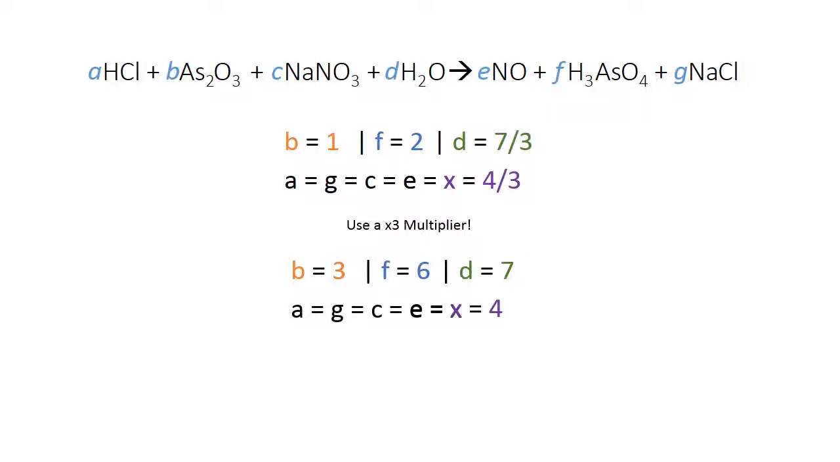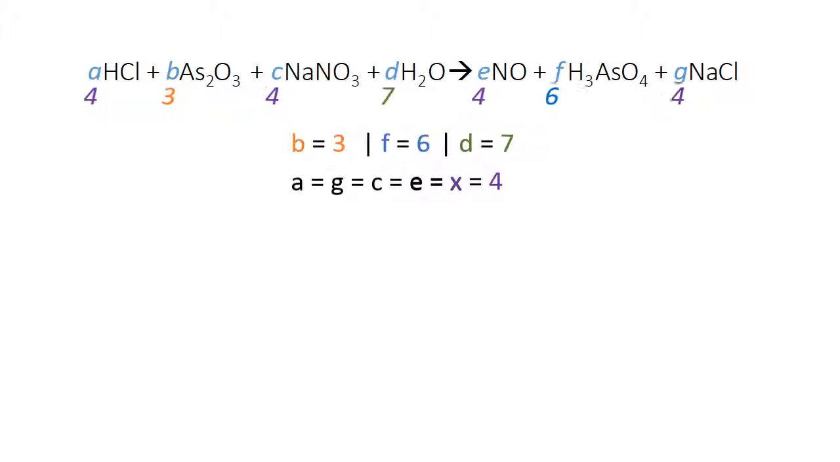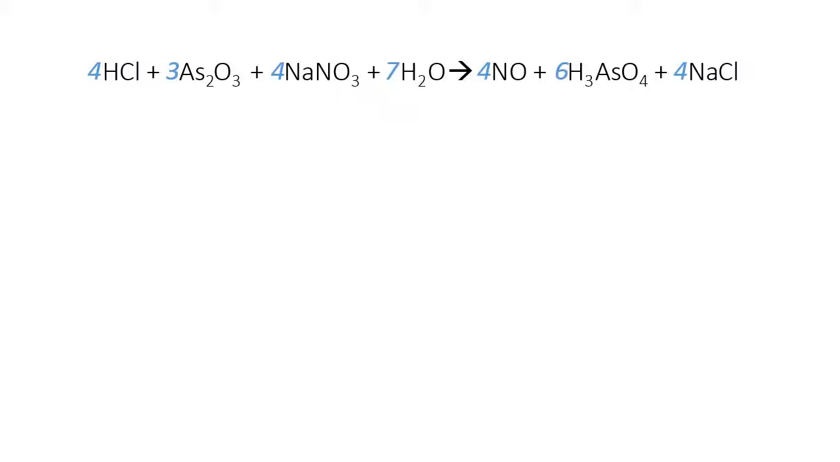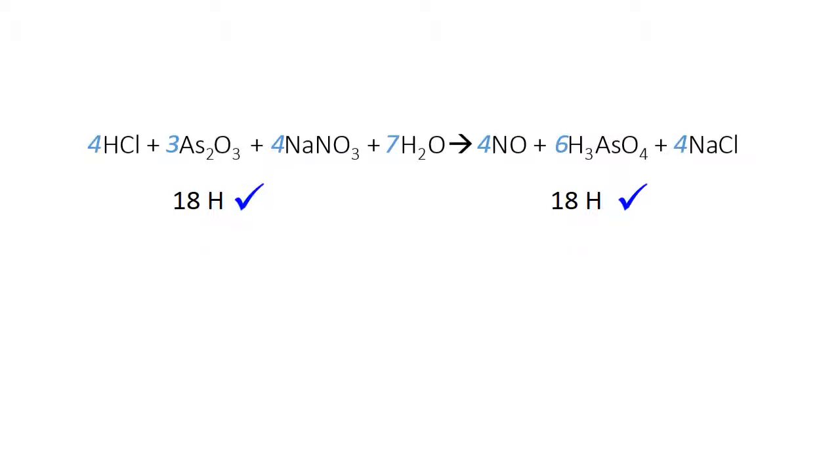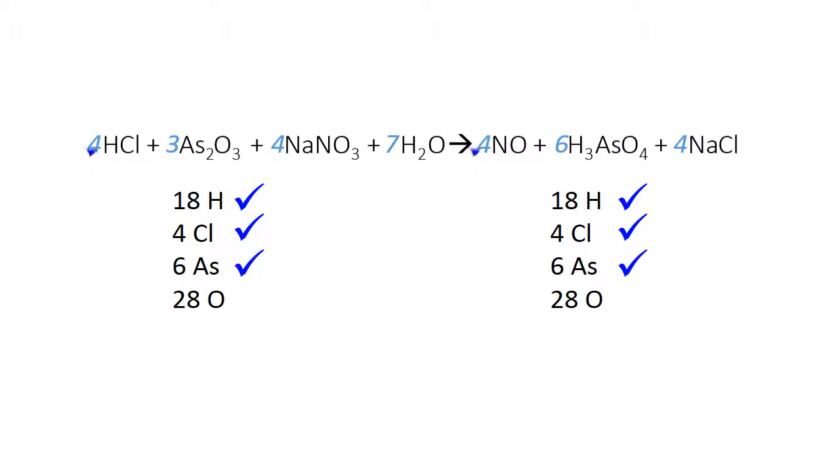Find the lowest whole number coefficient. In this case, we will multiply each coefficient by 3. Now we can replace our letter coefficients with our newly solved values. The last step is checking that the equation is balanced, and indeed it is. Now you should be able to balance any complex chemical equation using algebra. Good luck!